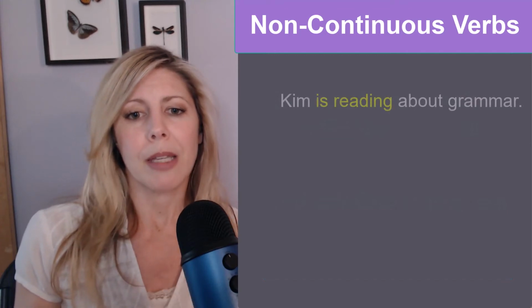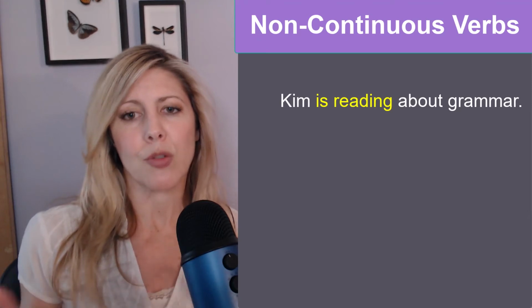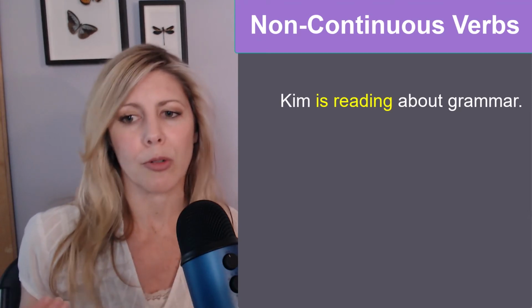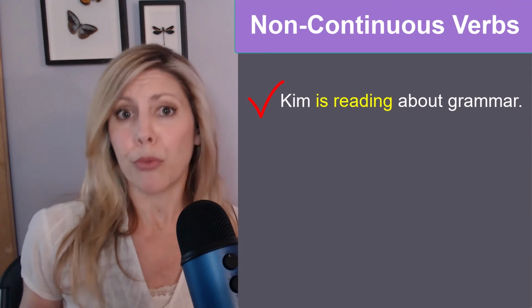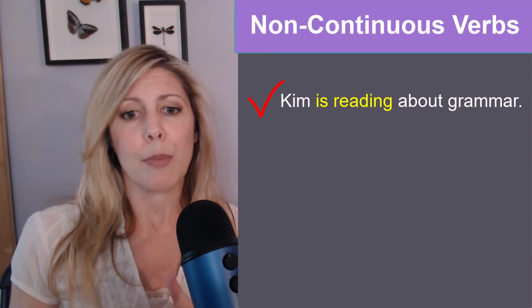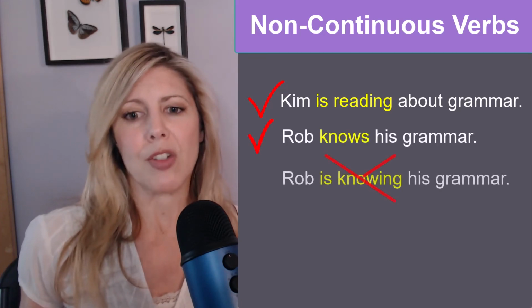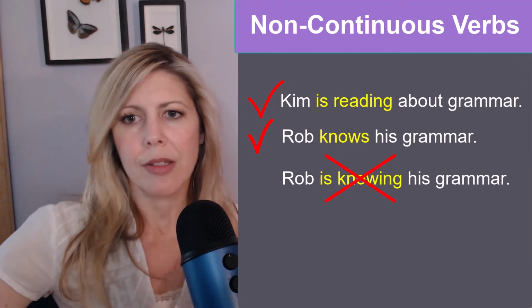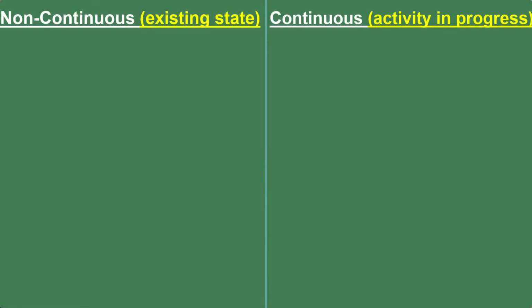Number one, Kim is reading about grammar. Okay, so Kim is reading. That's an activity that is in progress. Okay, continuous tenses can be used with the verb read. Now here's a second example. Rob knows his grammar. We cannot say Rob is knowing his grammar. So here's a chart that is going to compare some verbs that are non-continuous, that are in an existing state, with those that are continuous and show an activity in progress.